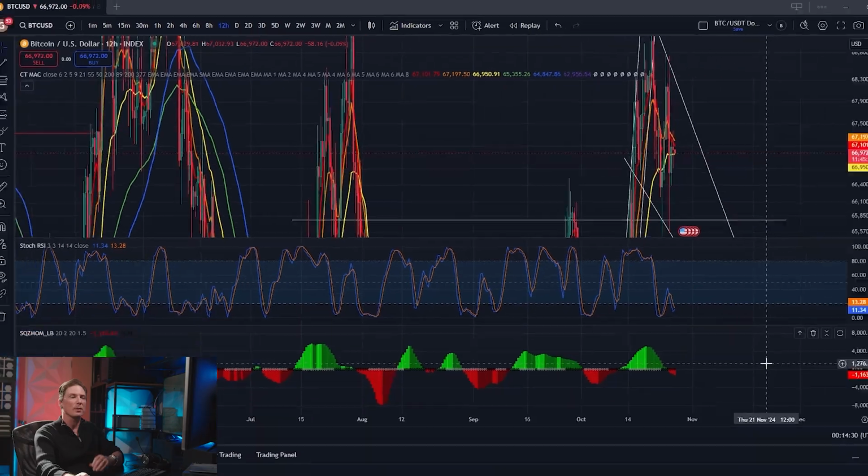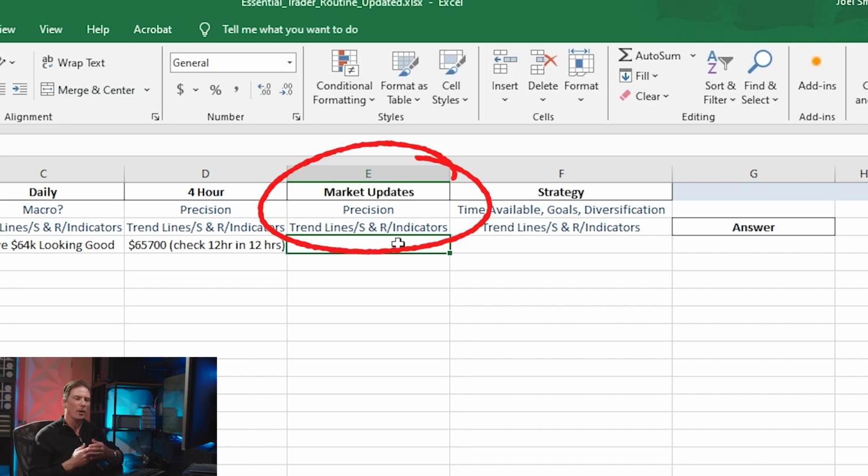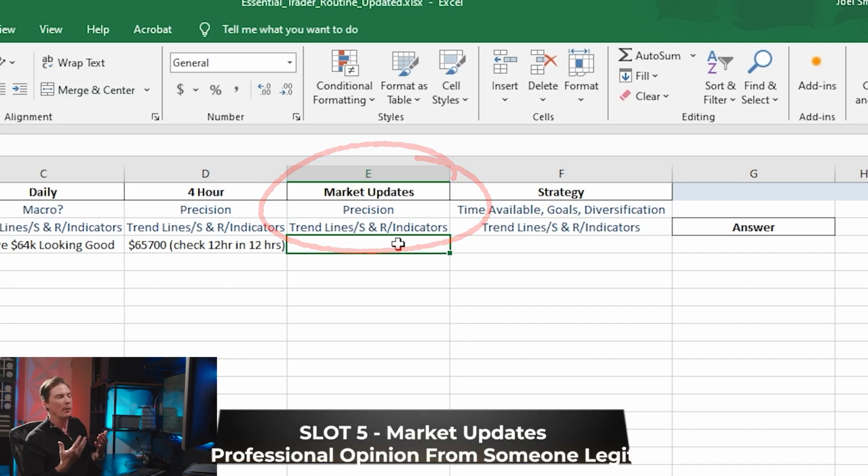Now let's get back to the video. Let's say I'm a little bit stuck right now. This is a perfect time to look at slot number 5, and let's look at our market updates and get a second opinion from a professional.